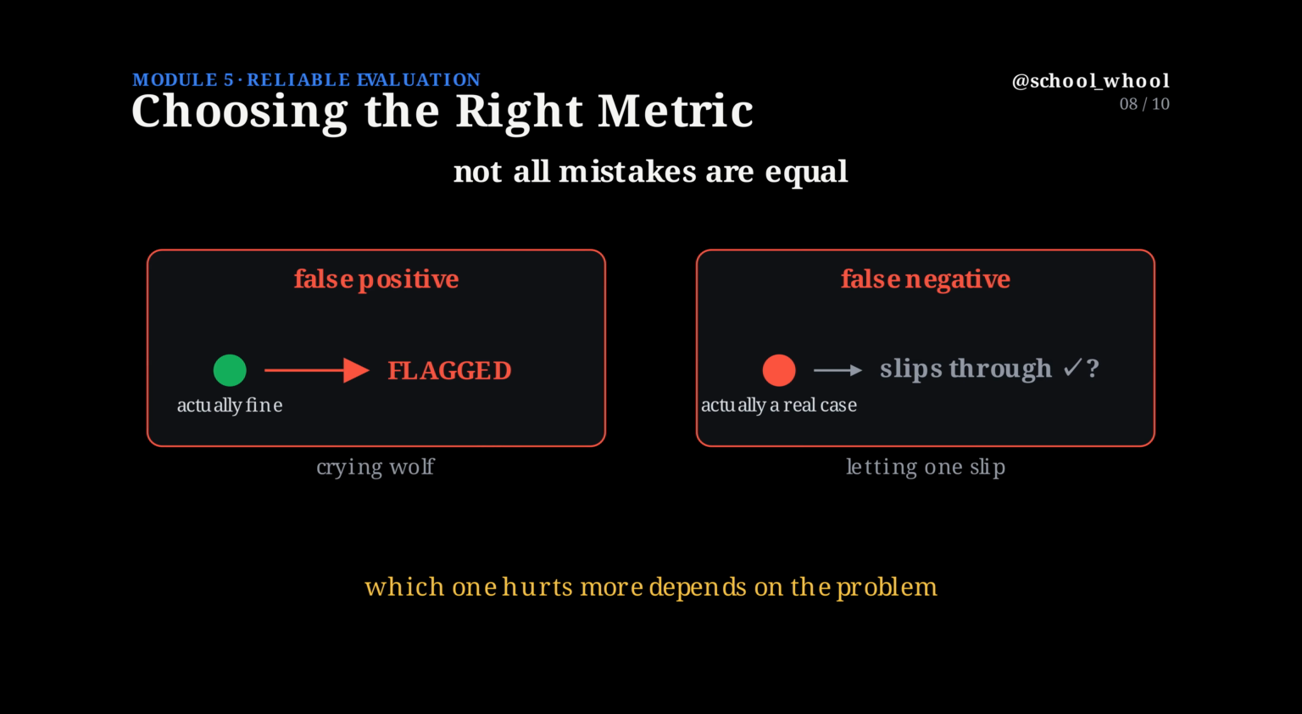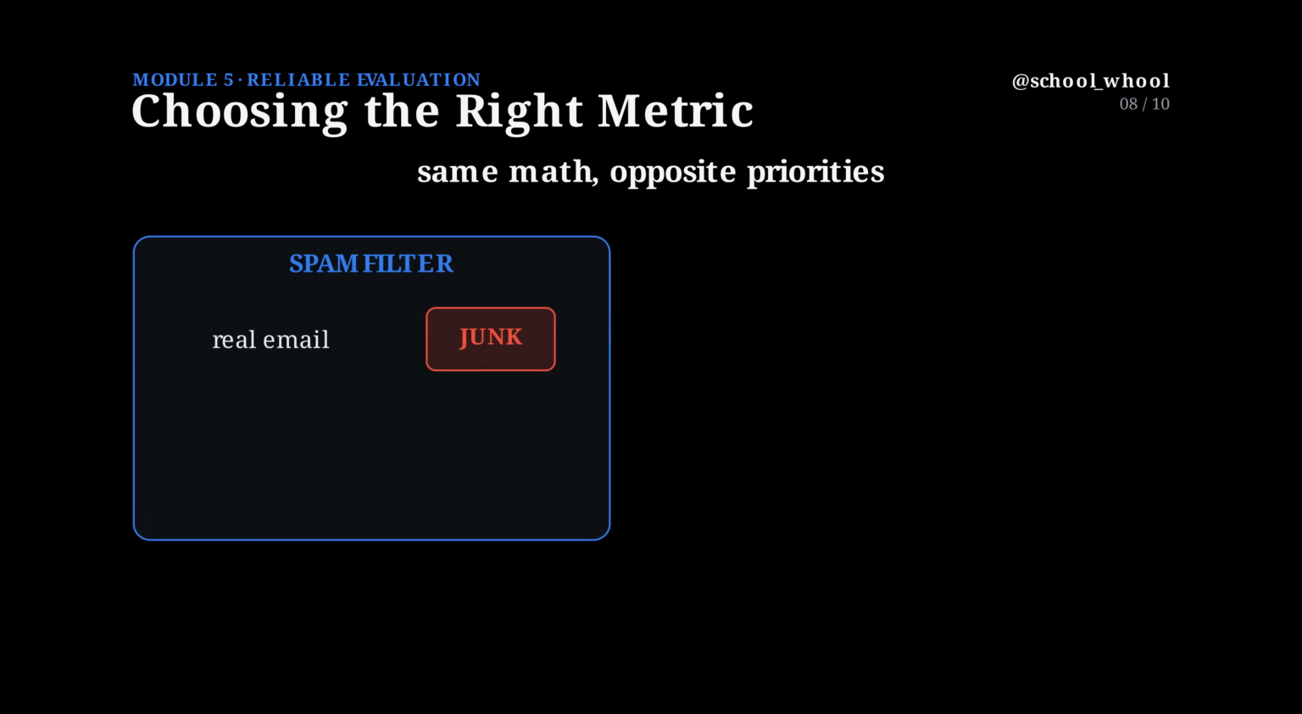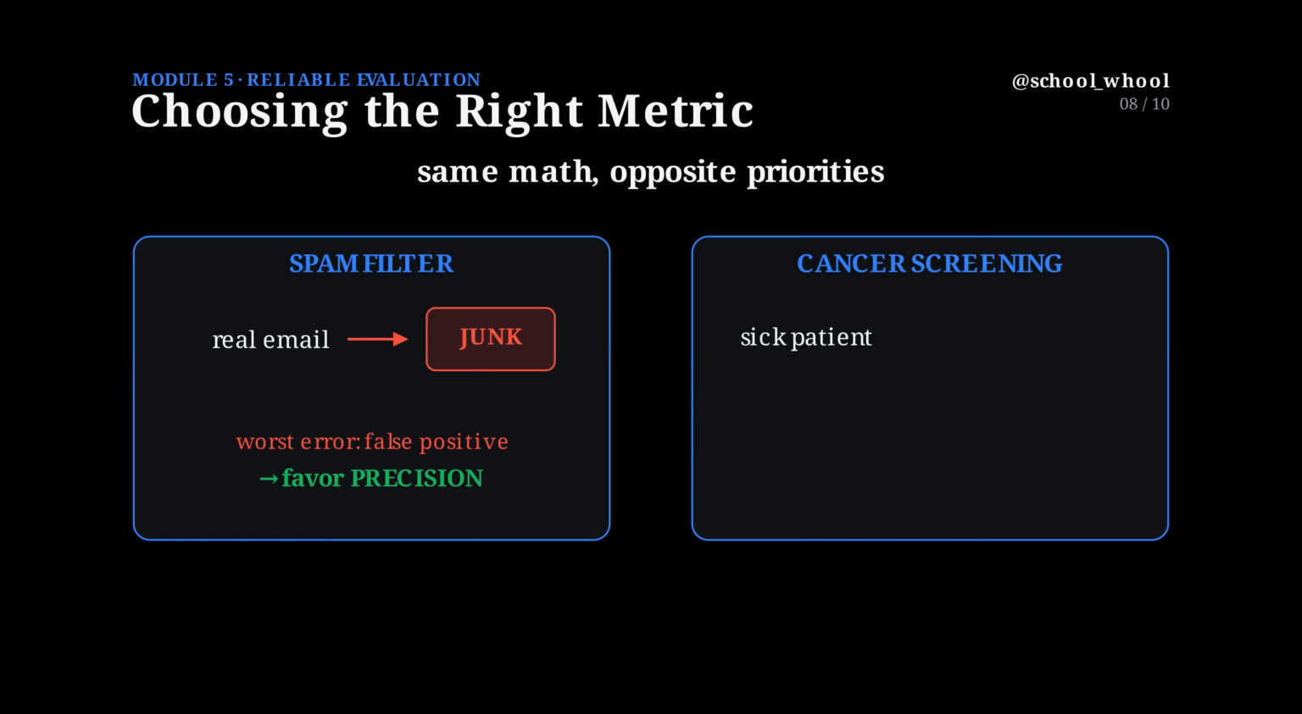Compare two systems. First, a spam filter. The painful error here is a false positive, an important real email banished to the junk folder, where you'll never see it. So we favor precision. When it flags spam, it had better be right. Now a cancer screening test. Here the painful error is a false negative, telling a sick patient they're fine, and sending them home. So we favor recall. Catch every real case, even if it means a few extra false alarms. Same underlying math, opposite priorities. The metric has to match the real-world cost.